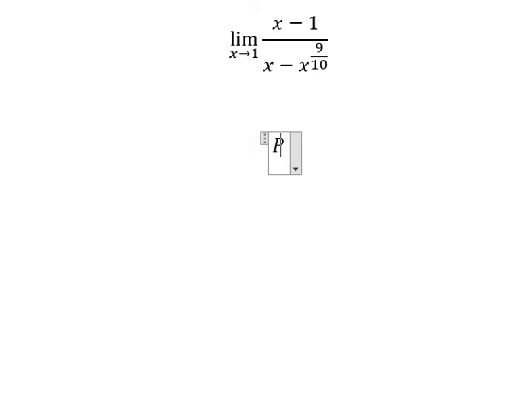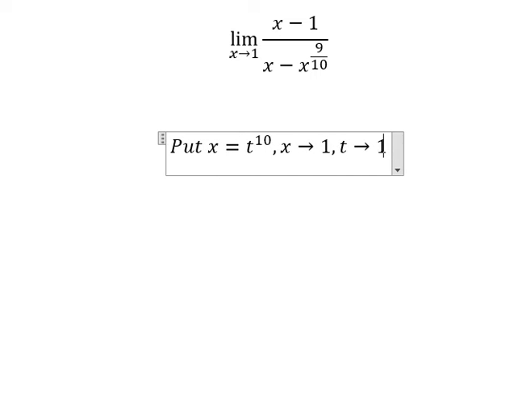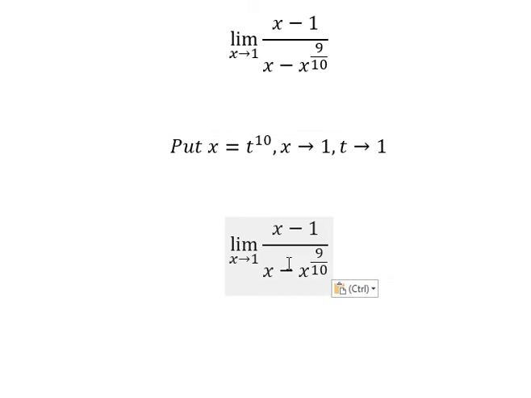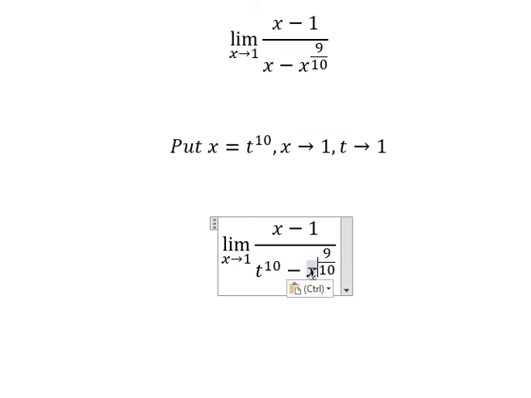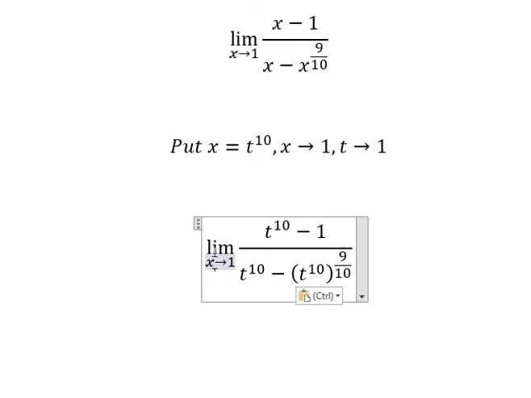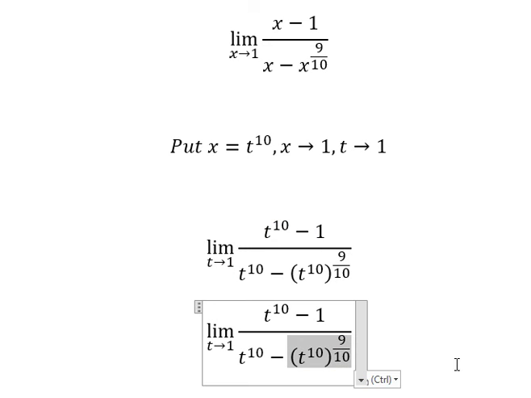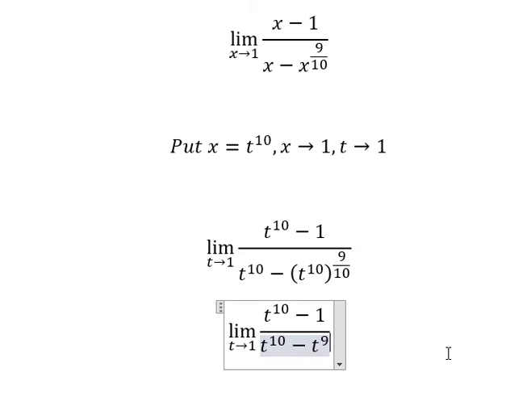We can put s equal to t to the power of 10. So when s approaches positive number 1, we put number 1 to find the value of t in here, and t approaches positive number 1. So s we change by this one and this one. This one s we change by t. This one we have t to the power of 9.